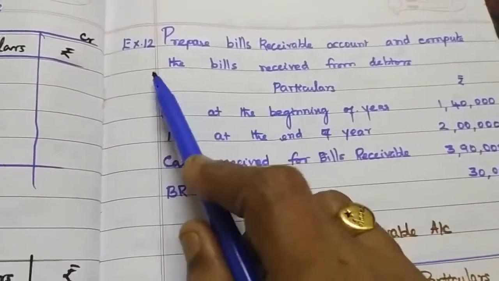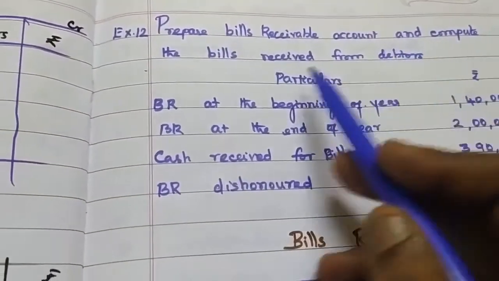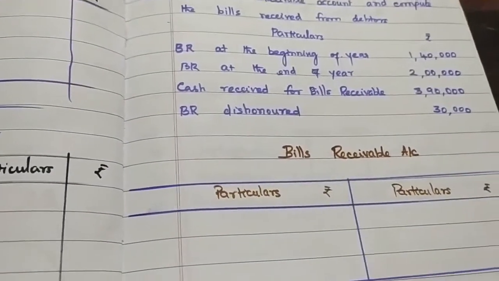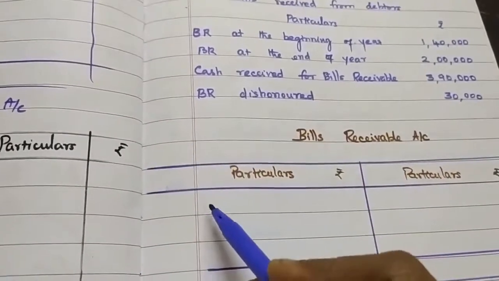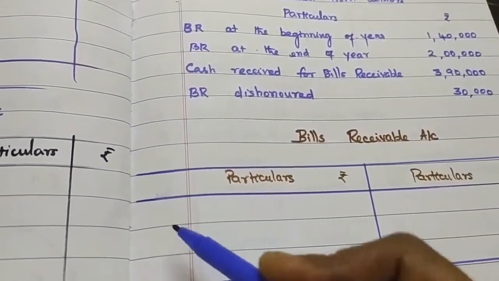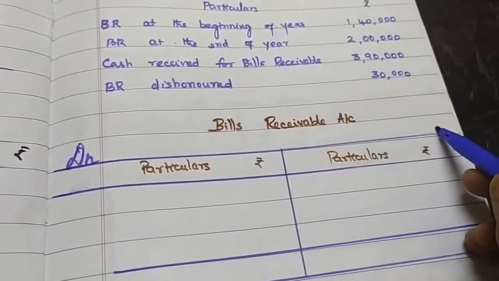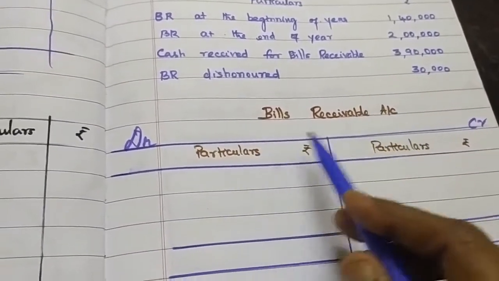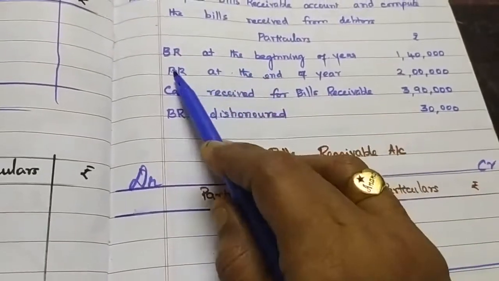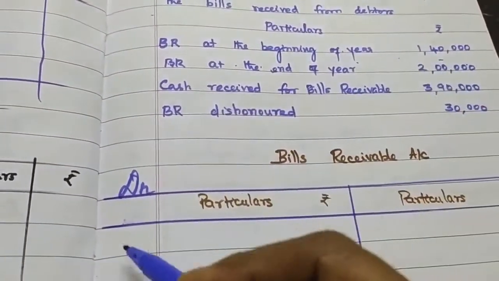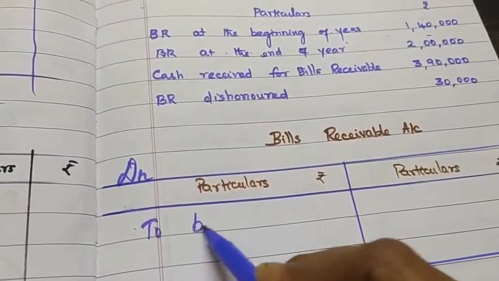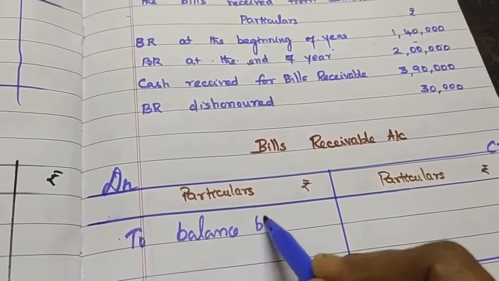Now look at exercise 12. Prepare bills receivable account and compute the bills receivable received from the debtors. So now if you have understood the journal, you can write very easily. That is bills receivable at the beginning of the year. That means it is opening balance. You are taking double side. Write the heading at the top, bills receivable account. Then particulars, rupees, particulars, rupees. Then bills receivable at the beginning of the year, 1,40,000. So how to write? This is opening balance. Opening balance will appear on the debit side. So you can write to balance b/d.